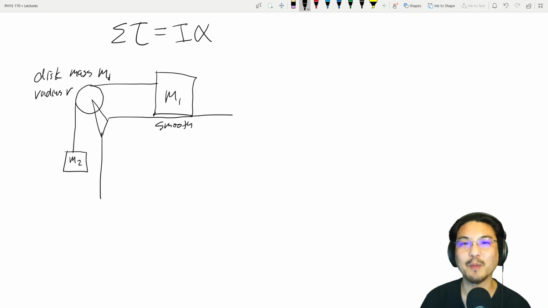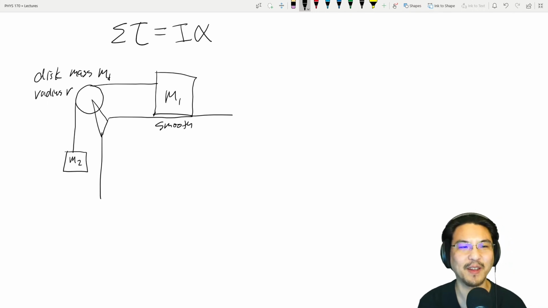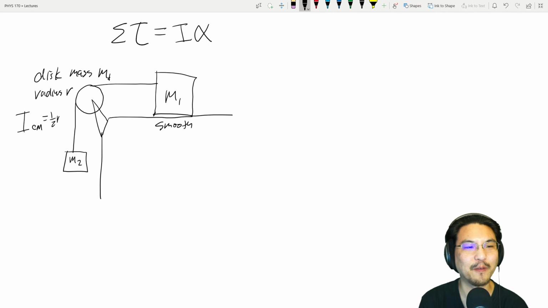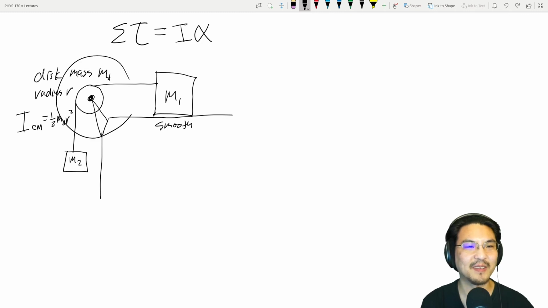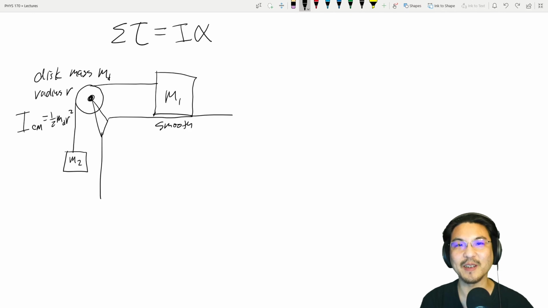And then we look in the table of moments of inertia, and we find that for a disk, the moment of inertia about its own center of mass is 1/2 mr squared. Okay, so let's say this block slides to the left, this block slides down, and then the disk rotates counterclockwise. Let's solve for the angular acceleration of the pulley.